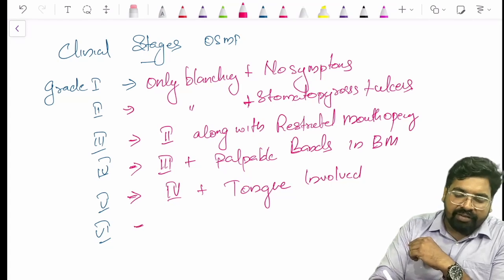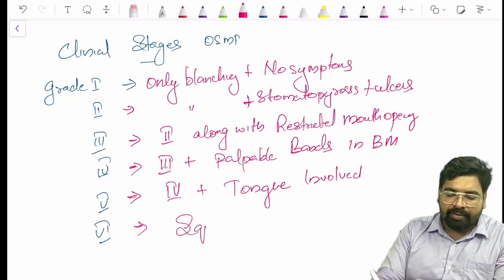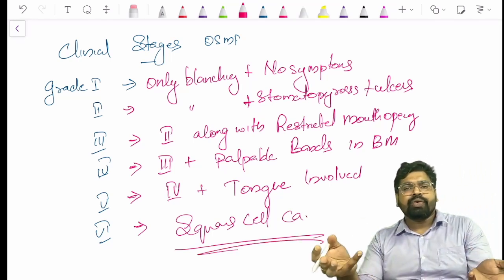And grade 6 is now nothing but it has already become a squamous cell carcinoma. It has already transformed to a carcinoma.